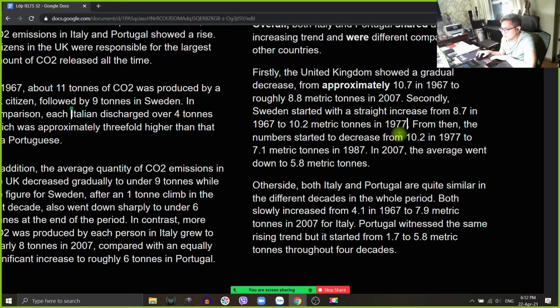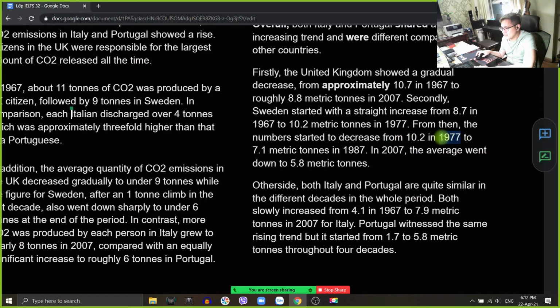Yes, but this one, it's merely just numbers, you know. You're listing out numbers, so it sounds like that to me. From then the numbers start to decrease. You repeat the same numbers here, 10.2 here. From then the numbers start to decrease.